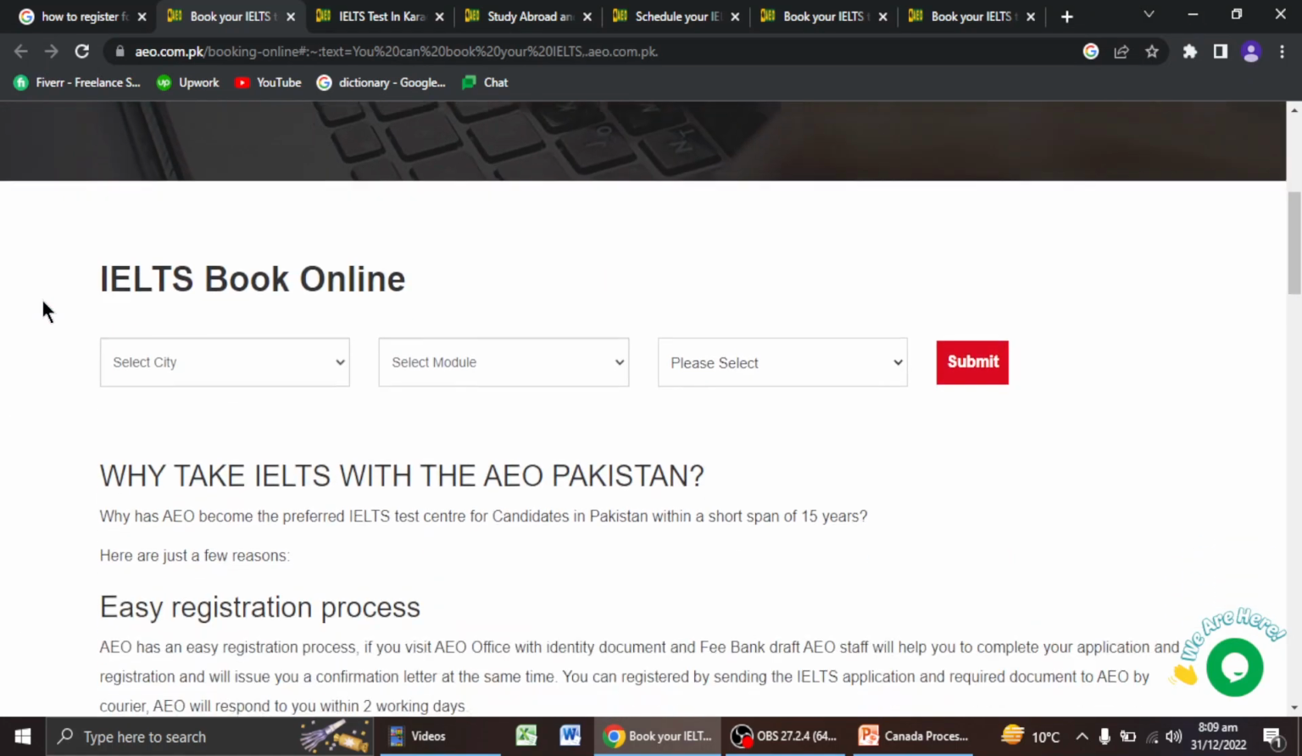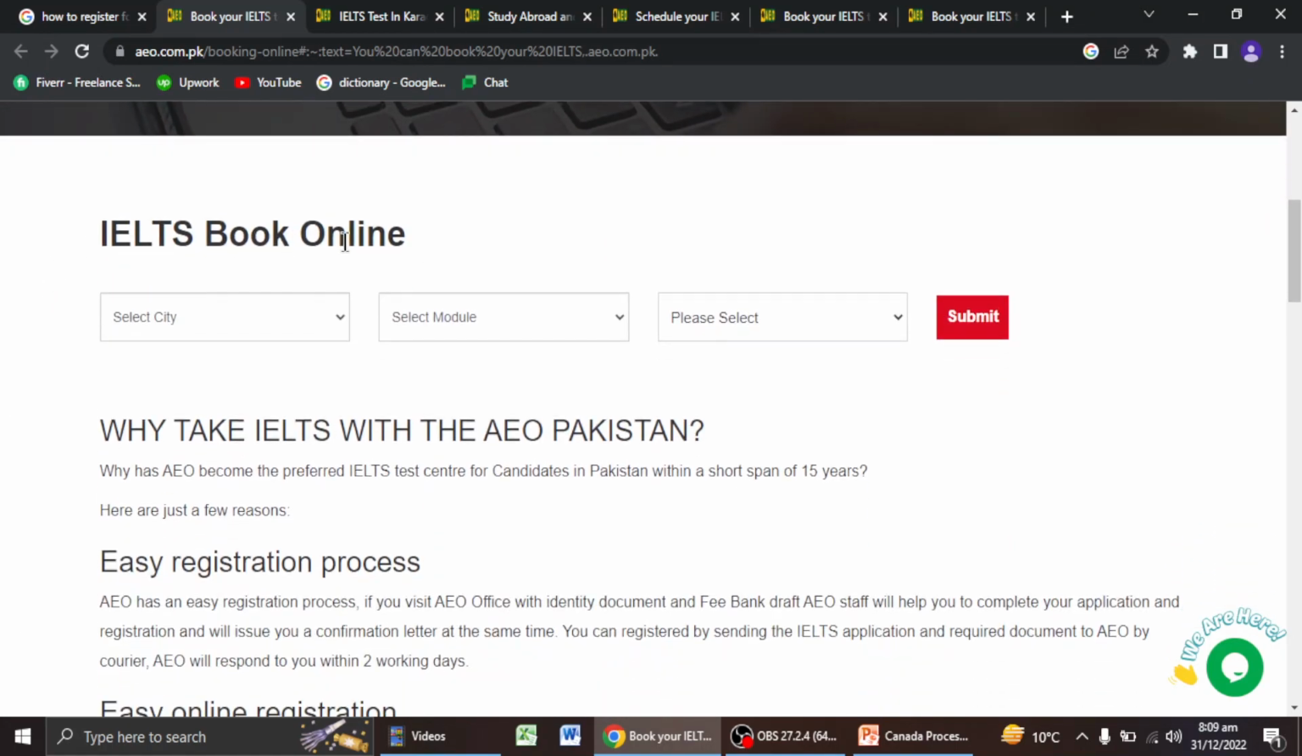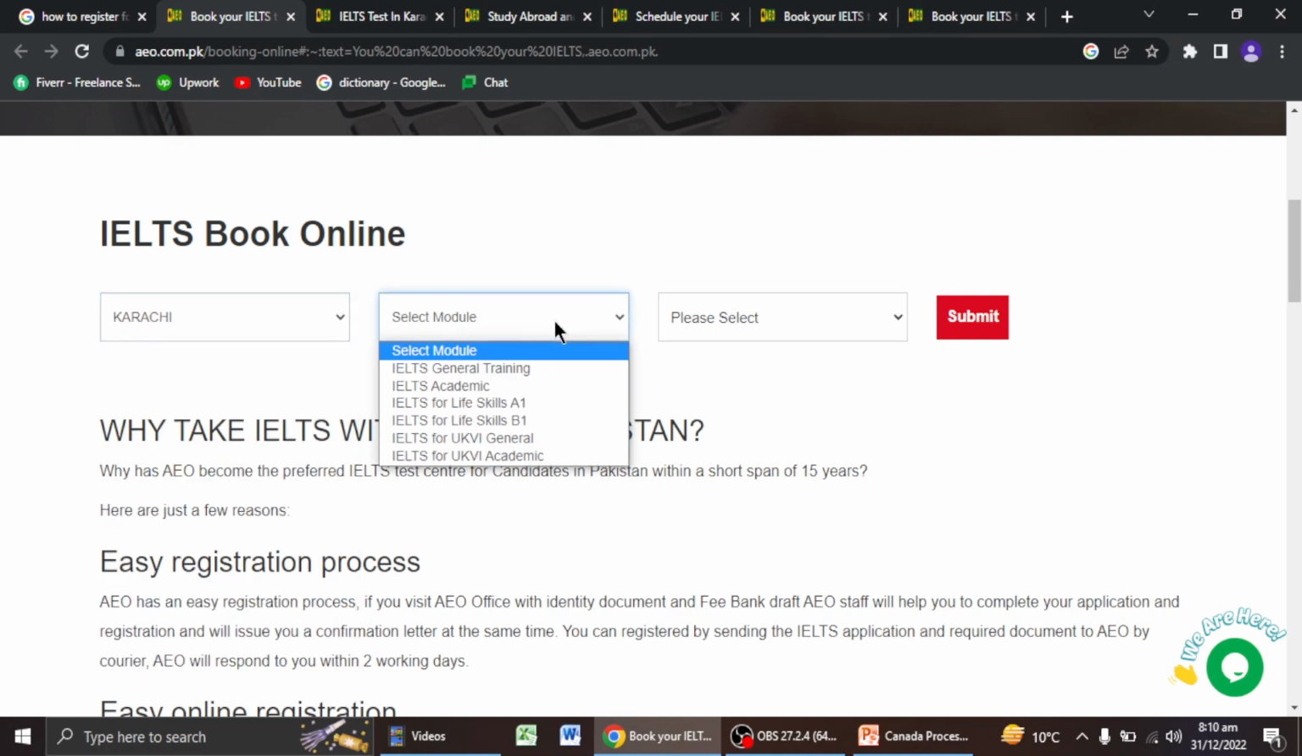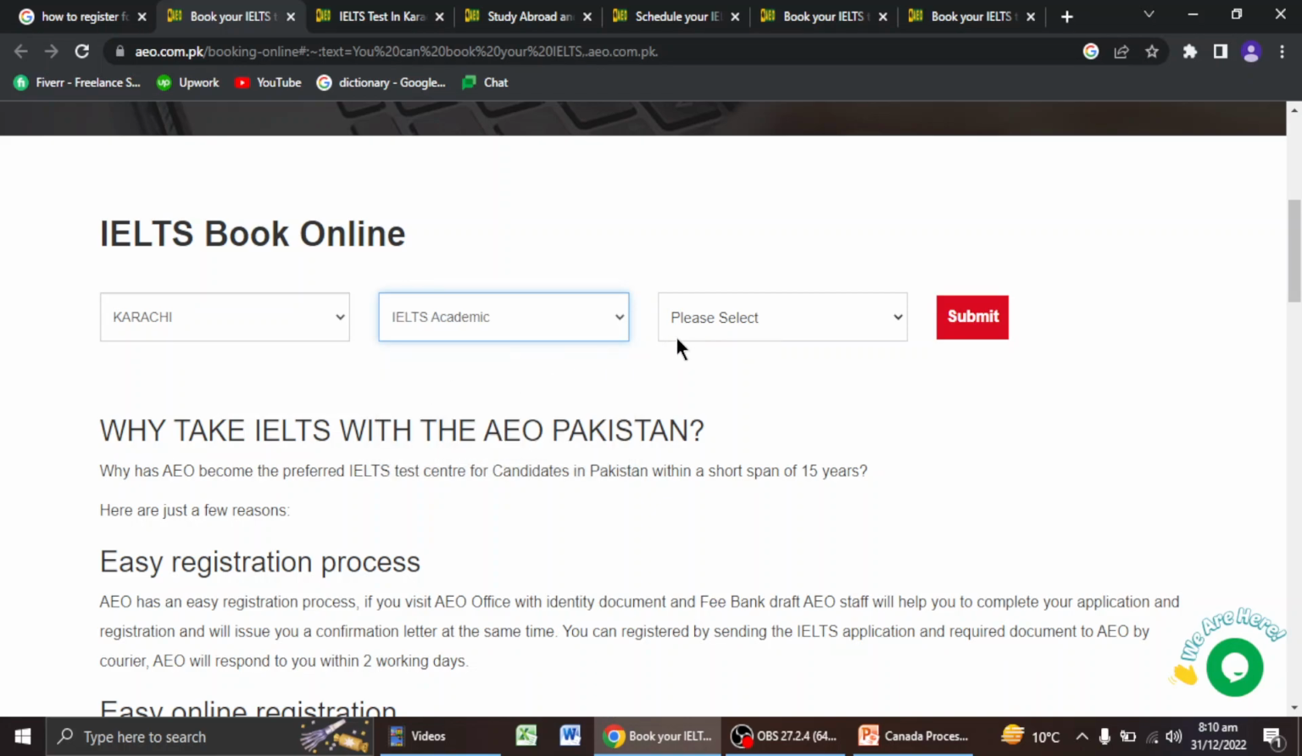So, IELTS book online, right? If you want to book the IELTS exam, you should use and fill out this form first. And they're asking you about three basic things. Number one is which city. For example, if I'm from Karachi, I'm going to choose Karachi, and here you will choose the type of IELTS exam that you want to take. Most people take general training or academic IELTS. Students mostly take this one, academic IELTS, so I'm going to select this one.